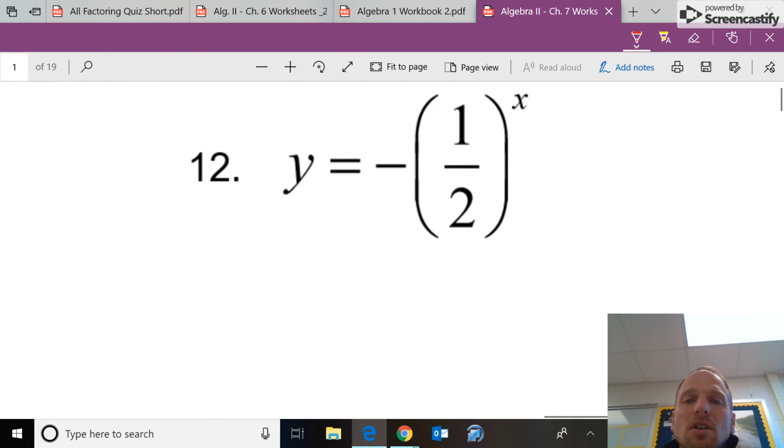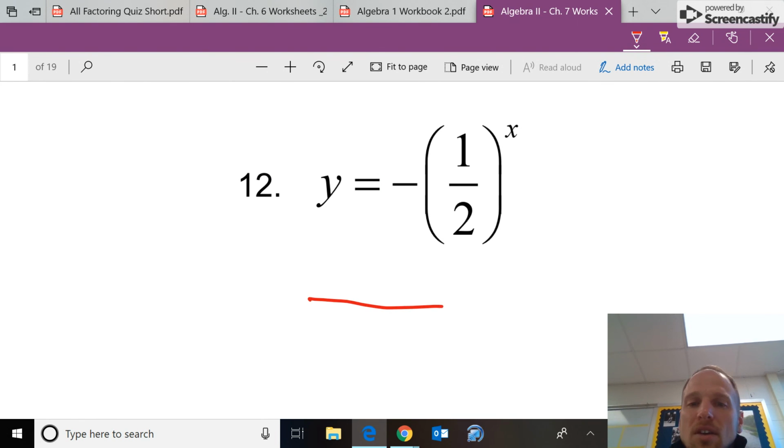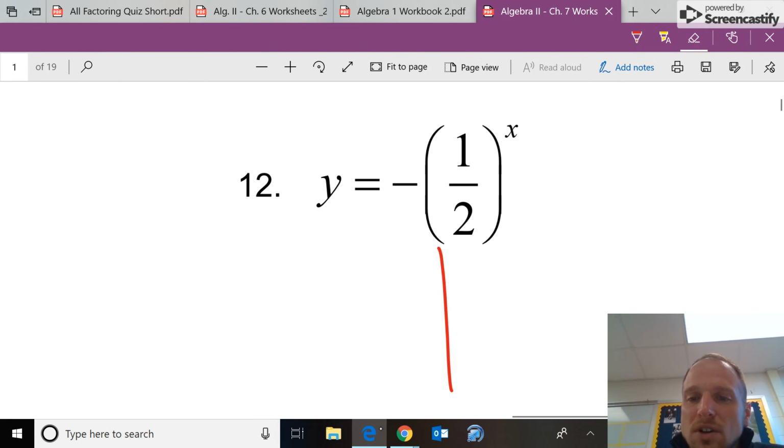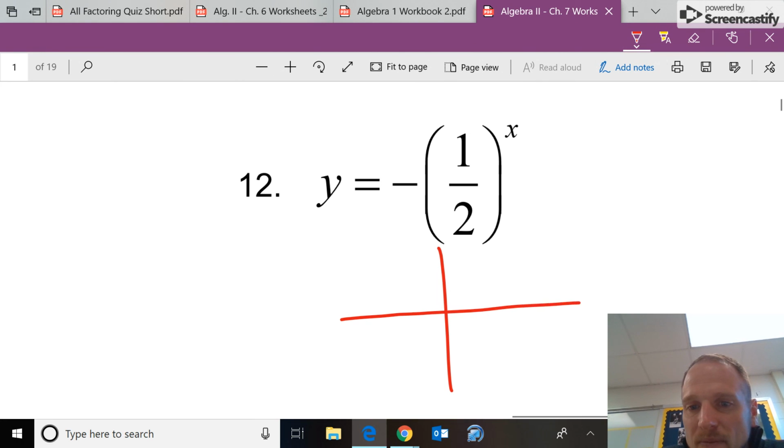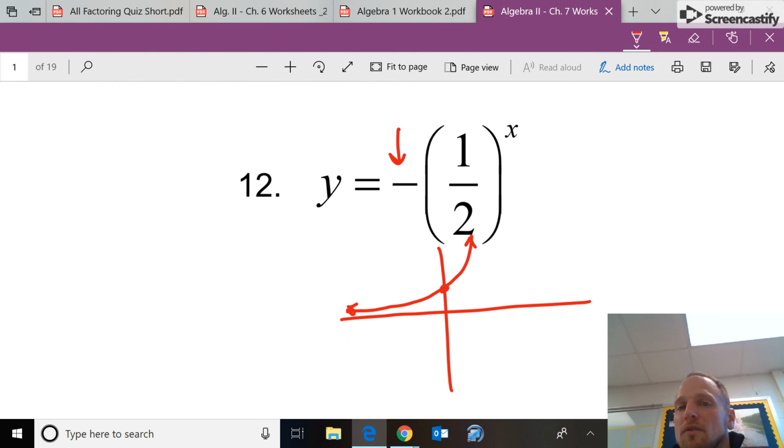So over here, our parent function, that's really, really bad. Let me see if I can do that better. Our parent function is going to be right here. Okay, but we have a negative out front, which means it's going to flip over the x-axis. It's going to be down.